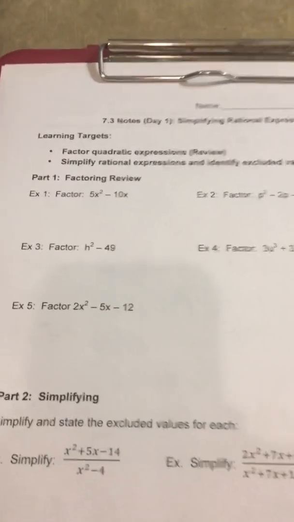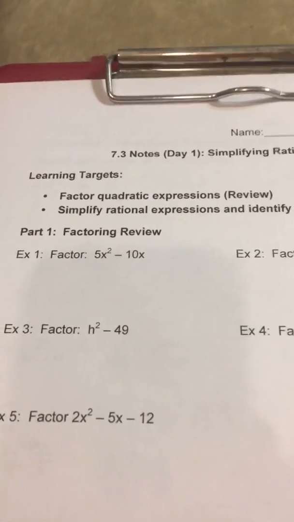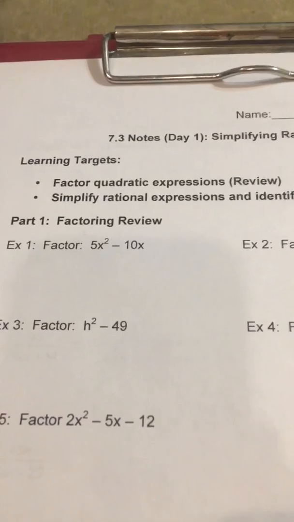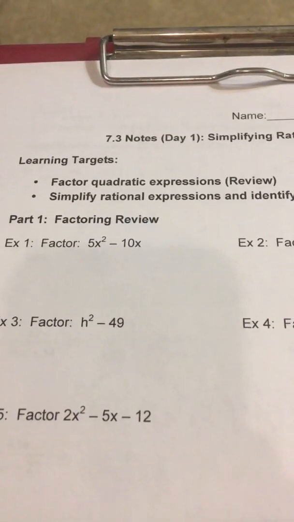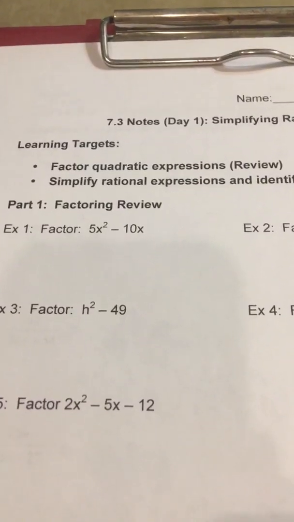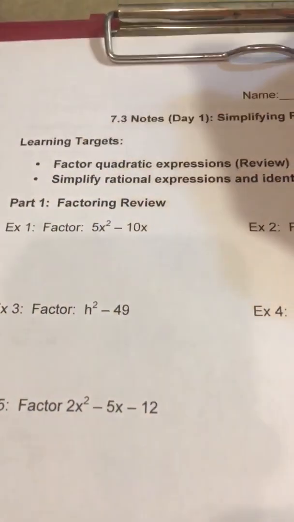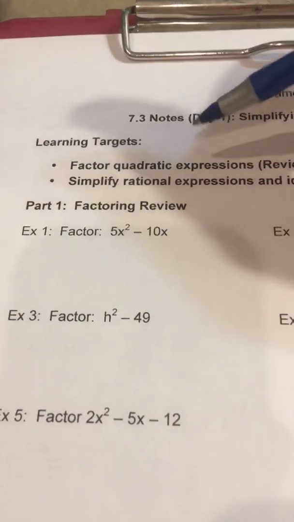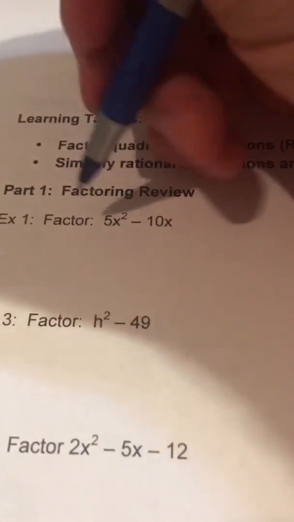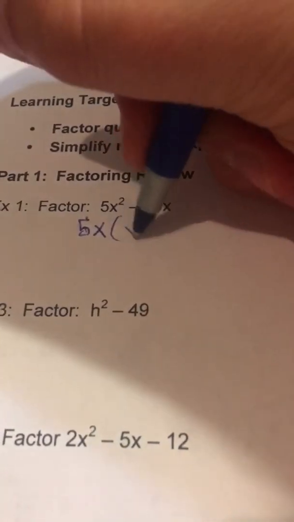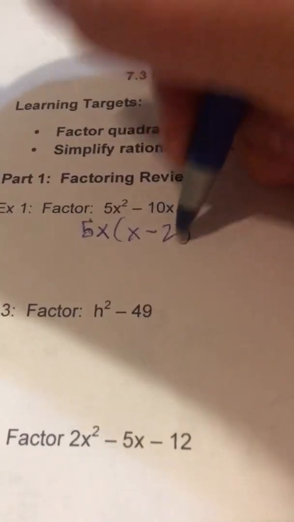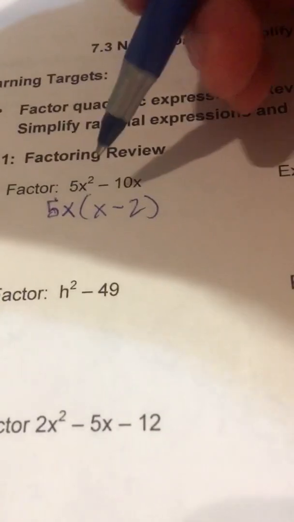So just a quick review of factoring. Remember, always, when you're factoring, the very first thing you always want to look for is the what? Greatest common factor. Remember, GCF can be a number, it can be a variable, or a number and a variable. So in example 1, 5x squared minus 10x, my GCF here would be 5x. I could divide 5 out of everything, and everything also has an x. So when I divide that out, that's going to leave me with x minus 2. And that would be the factored form of that one.